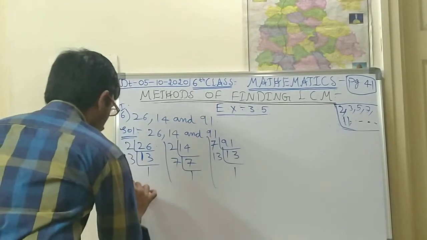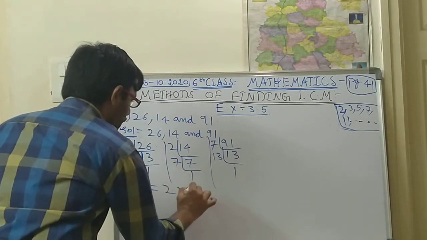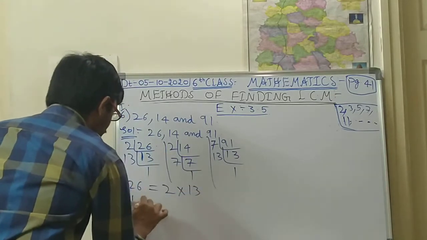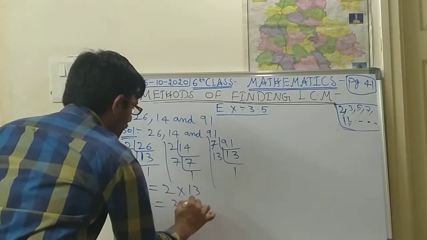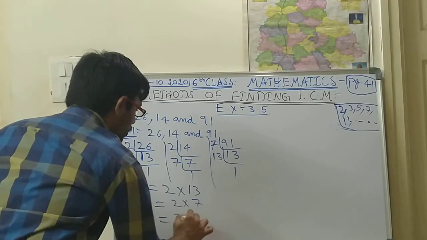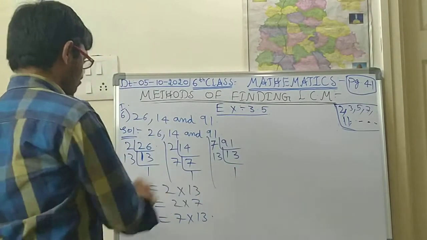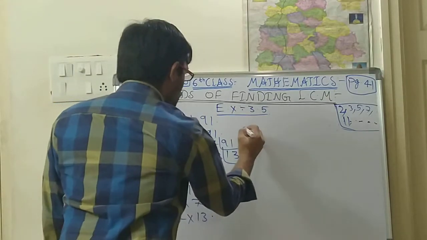So for 26, the prime factors are 2 into 13. Next for 14, 2 into 7. Next for 91, 7 into 13.